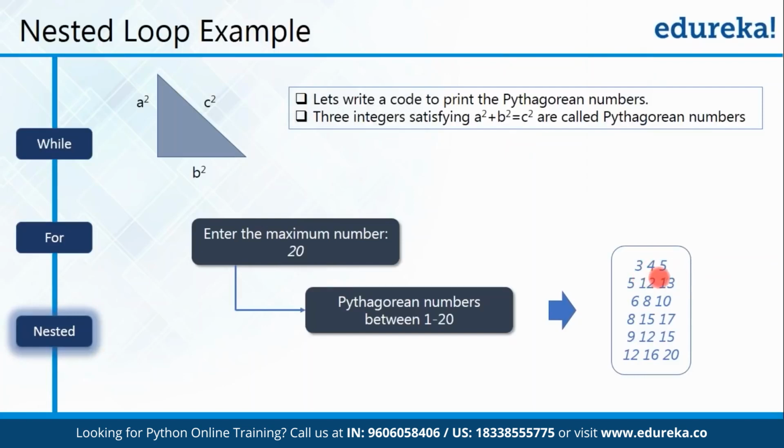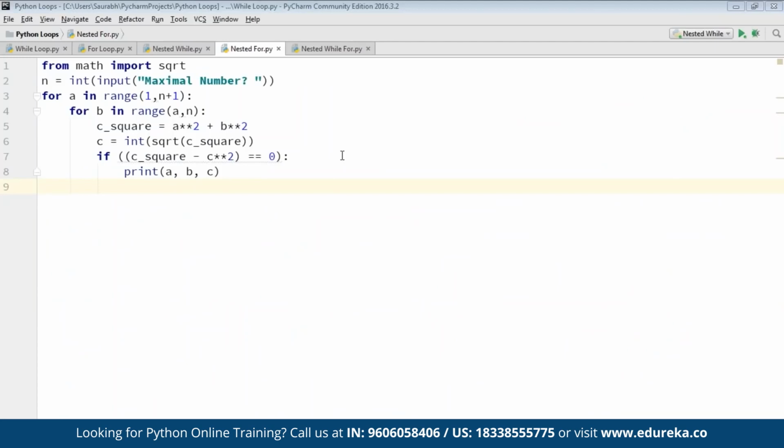You can see that 3 square plus 4 square is equals to 5 square. 9 plus 16 is equals to 25. Similarly it goes for 5, 12, 13, 6, 8, 10, 8, 15, 17, 9, 12, 15. Similarly for 12, 16 and 20. Don't worry guys, I'll go back to my PyCharm and I'll explain to you how you can do that. So this is the example of nested for.